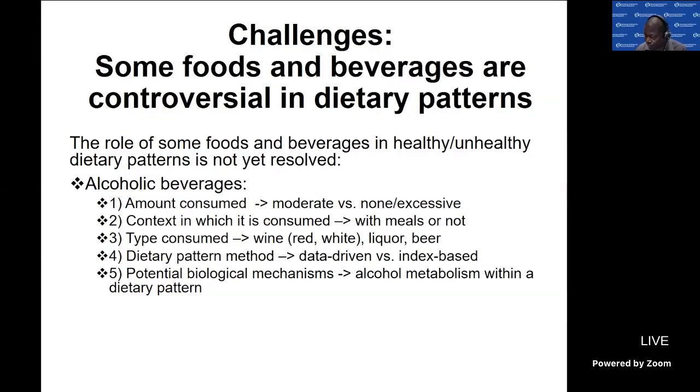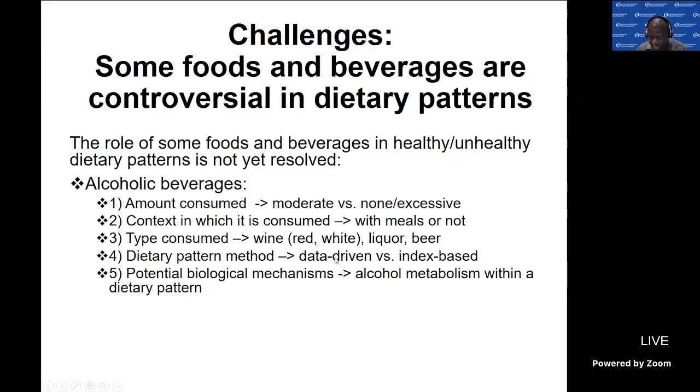The type of alcohol that is consumed, is it red wine, white wine? Is it liquor that is consumed, maybe with sugar sweetened beverages or beer? Is the alcohol picked up in the data-driven or in an index base? The Mediterranean dietary pattern, as well as the alternative healthy eating index, do include moderate alcohol as part of the score. But some data-driven dietary patterns also pick up the score.